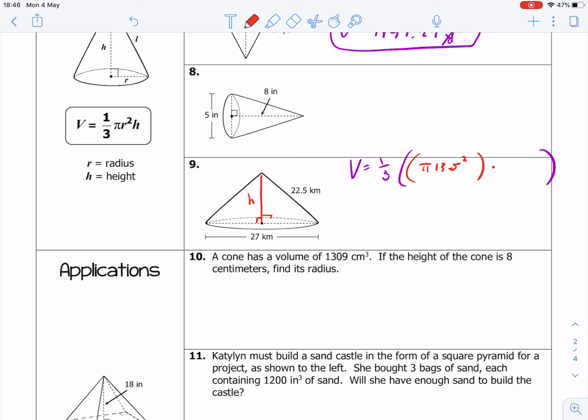So you can see in 3D, this is going to give us that. This is going to be 13.5. We need to find h. So that is going to be the Pythagorean theorem again. 13.5 squared plus h squared equals 22.5 squared. So this is going to be a calculator one. So we get 13.5 squared, that's 182.25. 22.5. Oops.